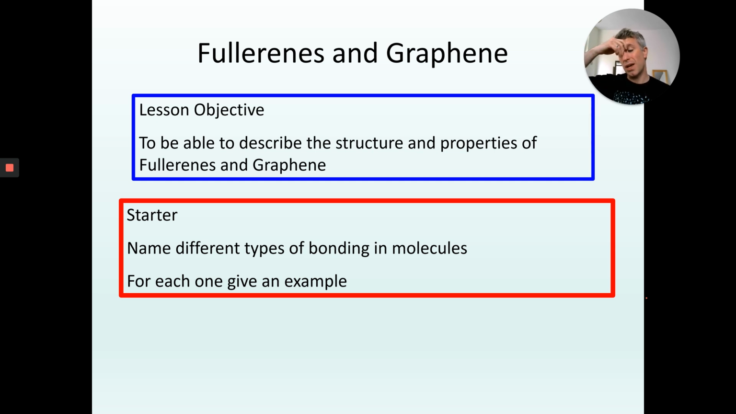The starter, though, is can you just name the different types of bonding that there are in molecules? You should have been doing that from the previous topic. Can you give an example for each one? So, pause, write it down, and I'll give you an answer example in a minute.